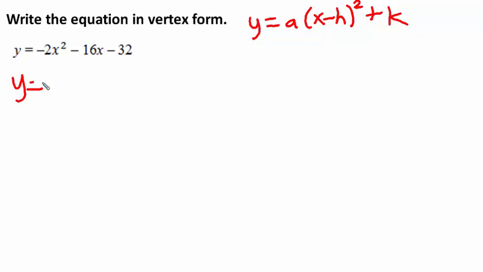You can't complete the square on a quadratic equation until your a value is 1. Since our a value here is -2, we need to factor that -2 out.